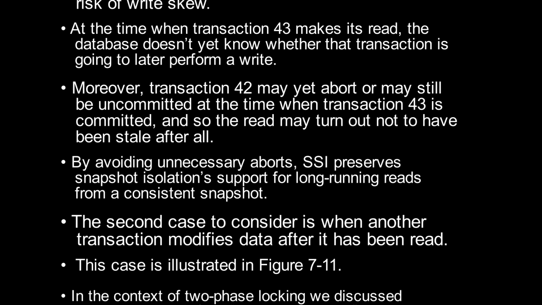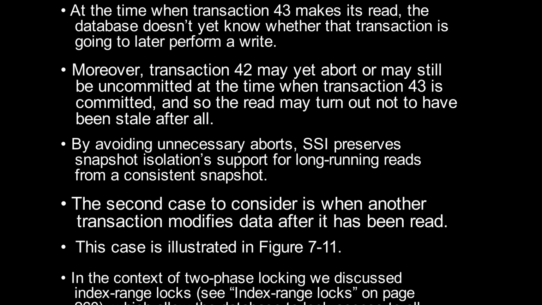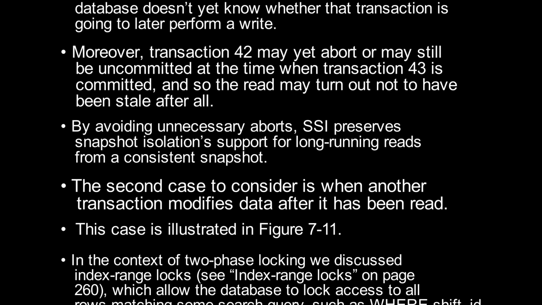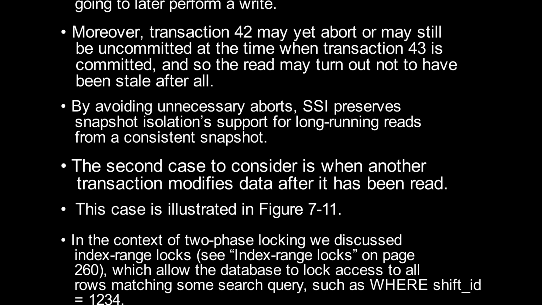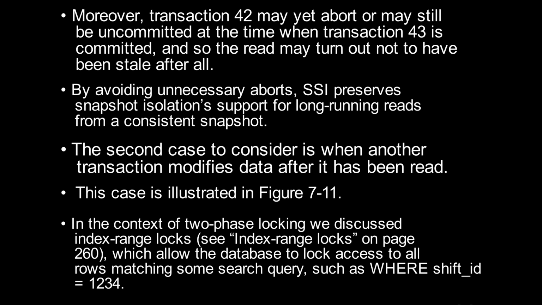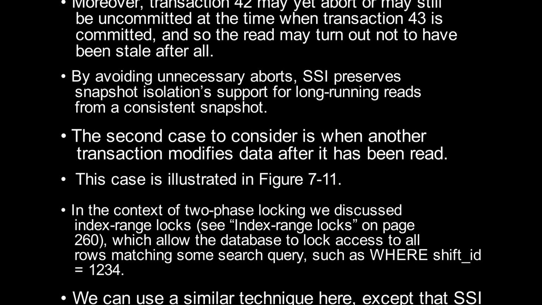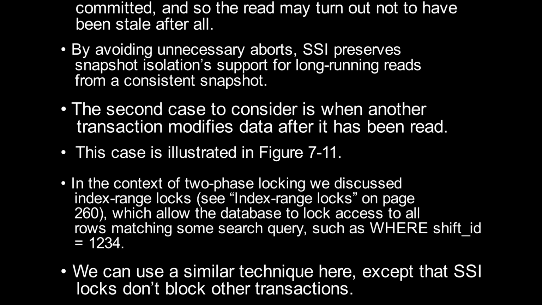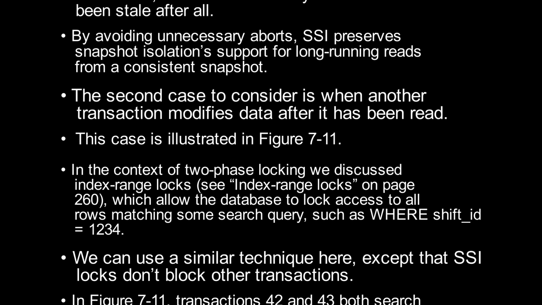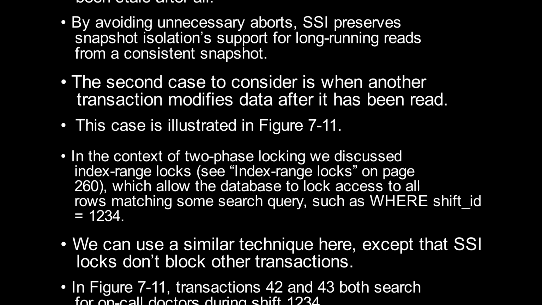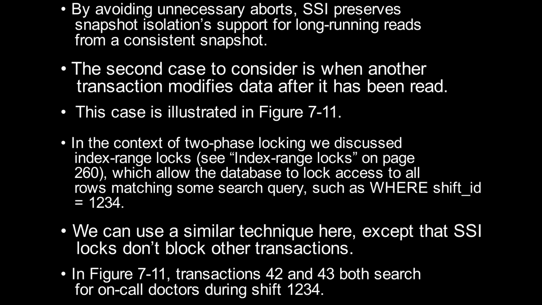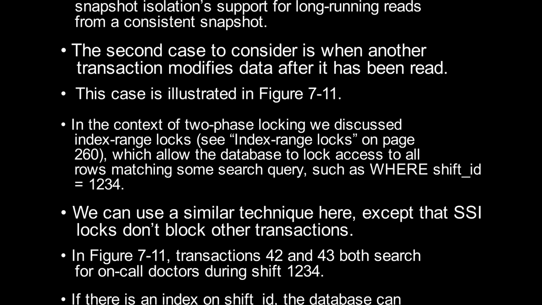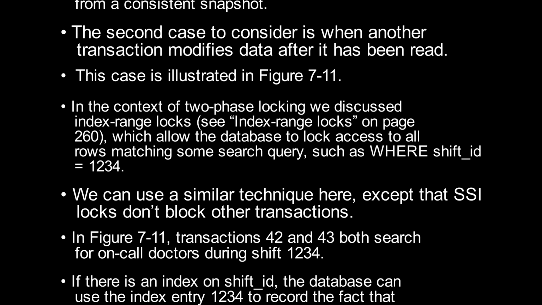The second case to consider is when another transaction modifies data after it has been read. This case is illustrated in Figure 7-11. In the context of two-phase locking, we discussed index range locks. See index range locks on page 260, which allow the database to lock access to all rows matching some search query, such as where shift ID equals 1234. We can use a similar technique here, except that SSI locks don't block other transactions.